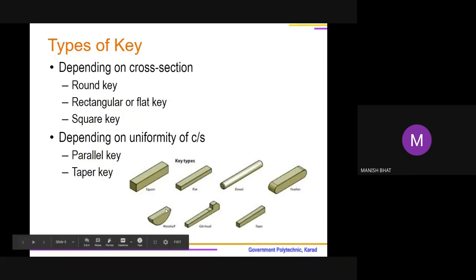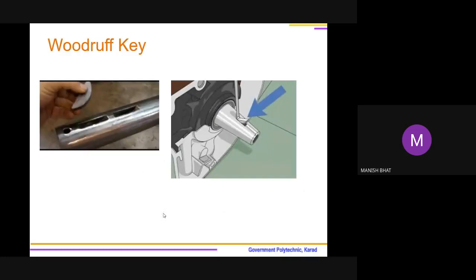So what is the benefit of the Woodruff key? It auto adjusts. It auto adjusts. So Woodruff keys are preferred in some applications. So here you are watching an image of the Woodruff key. For the Woodruff key, a slot is provided, and it is well possible to remove the Woodruff key, if you can force it out from the slot provided.